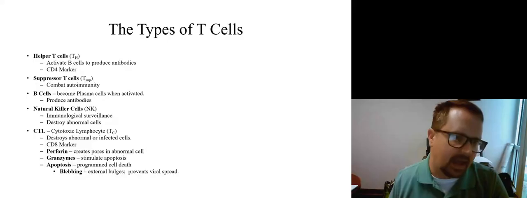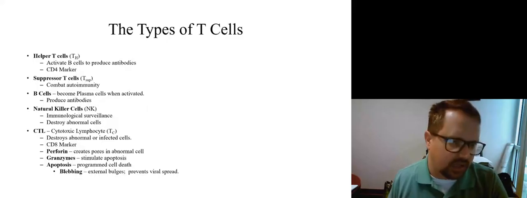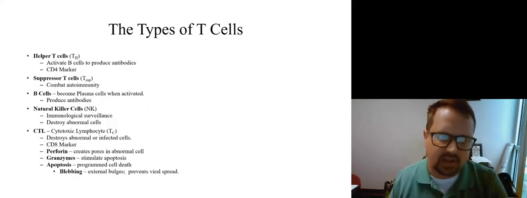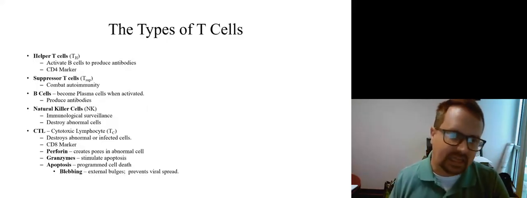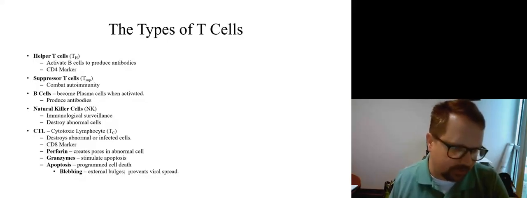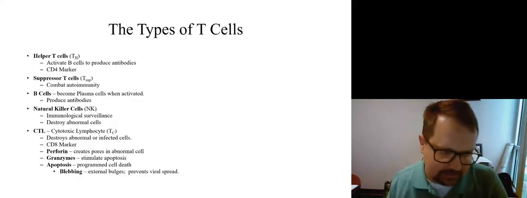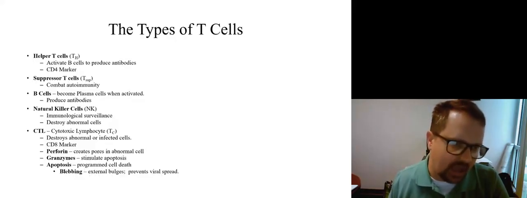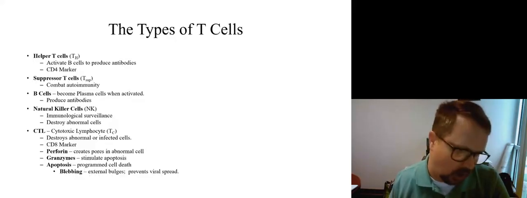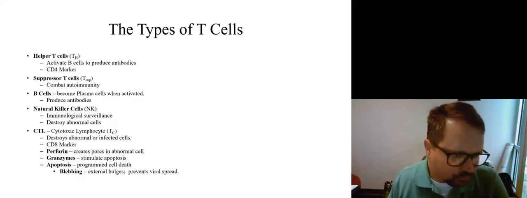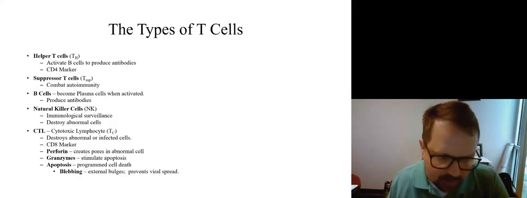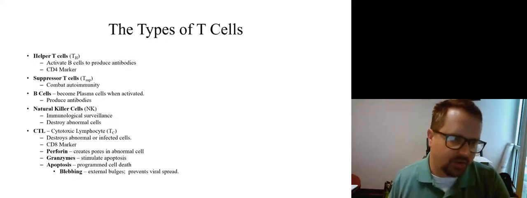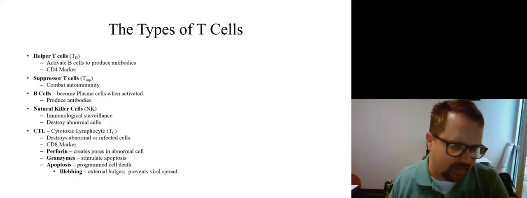Suppressor T cells combat autoimmunity. They prevent autoimmunity. B cells become plasma cells and activated. They produce antibodies. Natural killer cells or NK cells do immunological surveillance. They police. They destroy abnormal cells. And cytotoxic cells destroy abnormal markers. They have a CD8 marker on them. Okay. They're going to release perforin that makes holes in the cell. They're going to have granzymes that stimulate apoptosis.